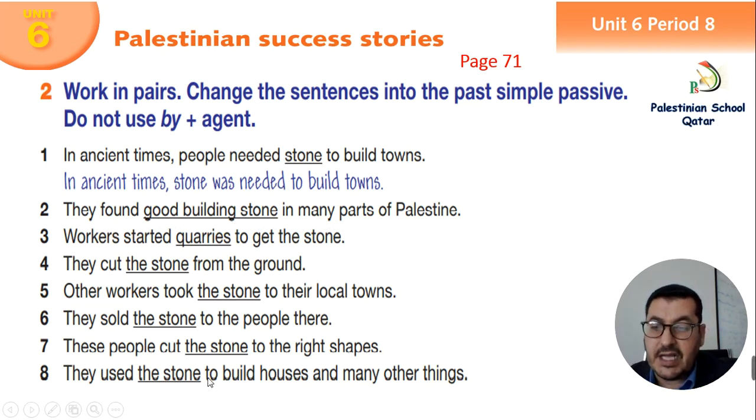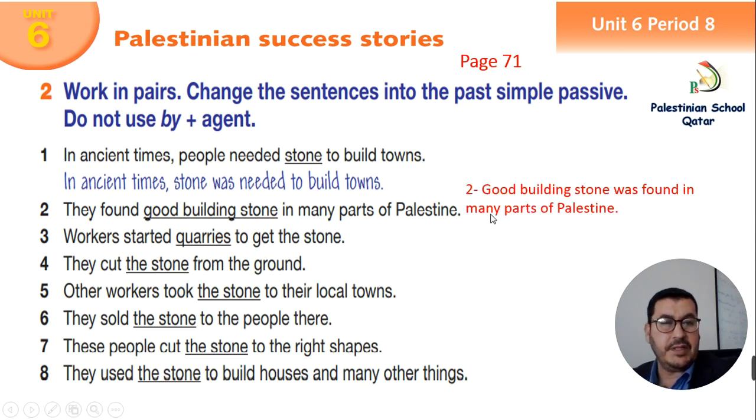Here in this exercise, they underline the object, not the verb. But in general, please everybody underline the verb, and what we have after the verb, the object, put it at the beginning. Okay, so good building stone, just one, was found in many parts of Palestine. Good building stone was found in many parts of Palestine.